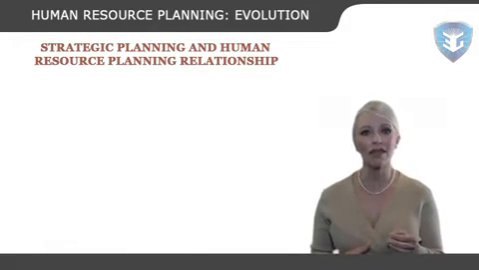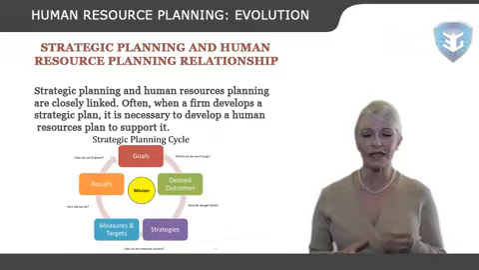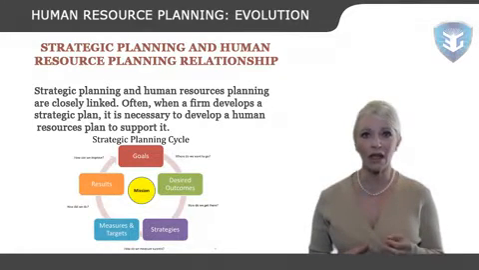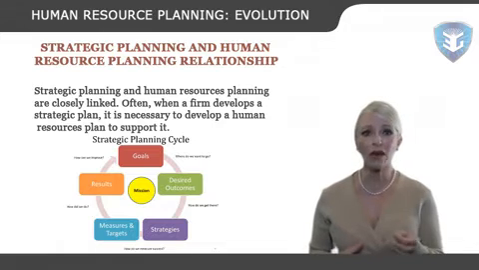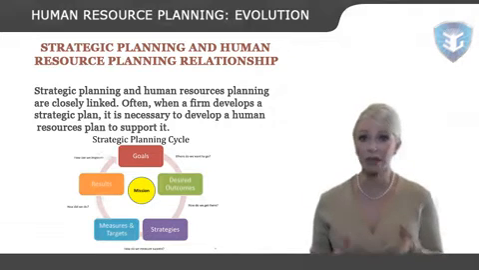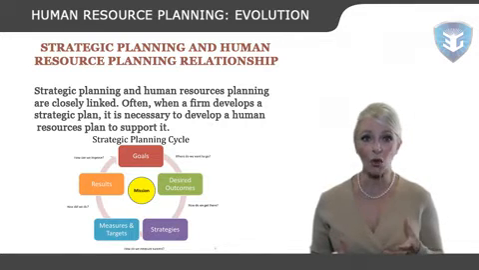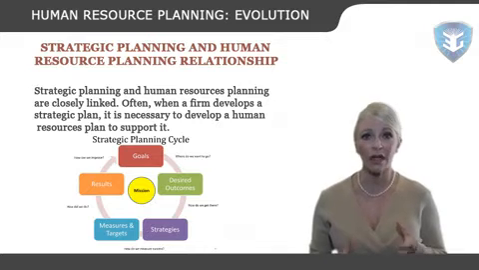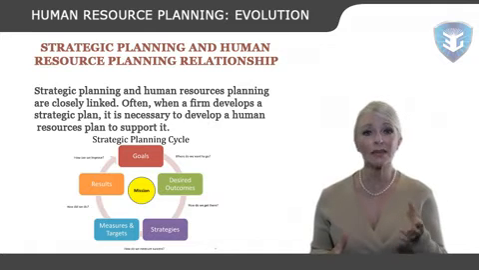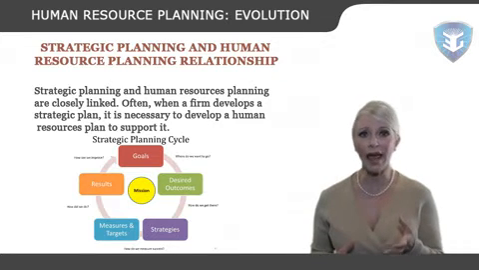Let's talk about the strategic planning and human resource planning relationship. Strategic planning and human resources planning are closely linked. Often, when a firm develops a strategic plan, it is necessary to develop a human resources plan to support it. For example, if a strategic plan calls for the firm to develop new capabilities in scientific research, then the human resources plan will have to reflect this. In this case, a specific human resources plan will need to be developed to focus on recruiting and training people to work as scientific researchers.